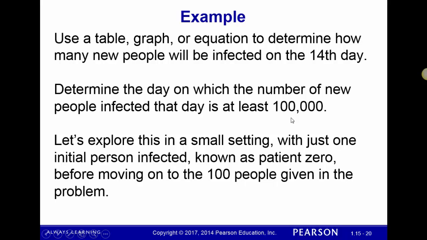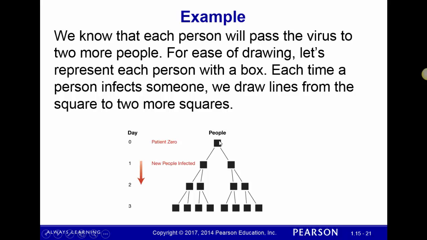So let's start small for this one. So let's start with just 1 person, and then we'll scale it up to 100 people. So if we have 1 person on the first day infected on day 0, and that person infects 2 people, and then on day 1, each of those 2 people infects 2 people, and on day 2, each of those 2 people infects 2 people.